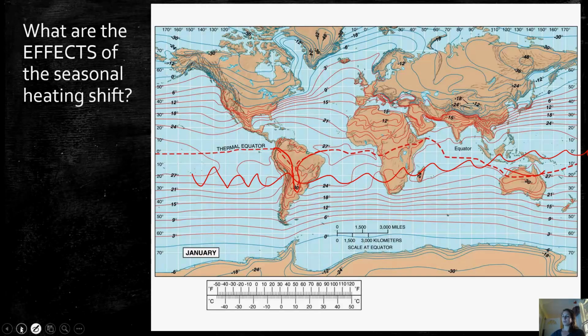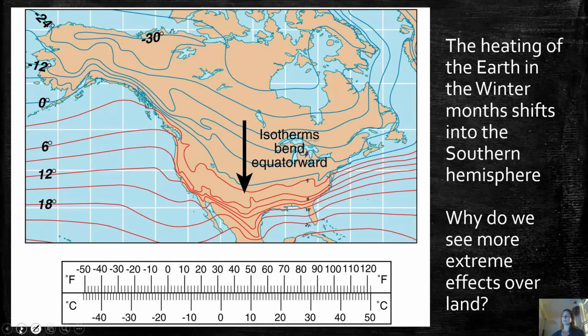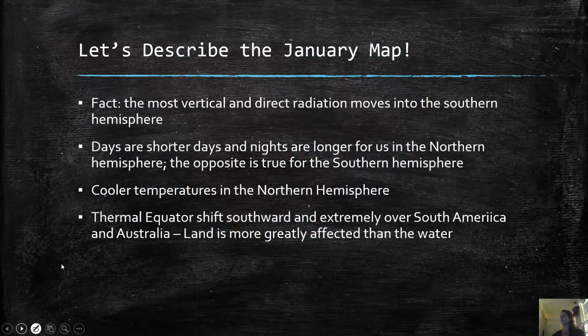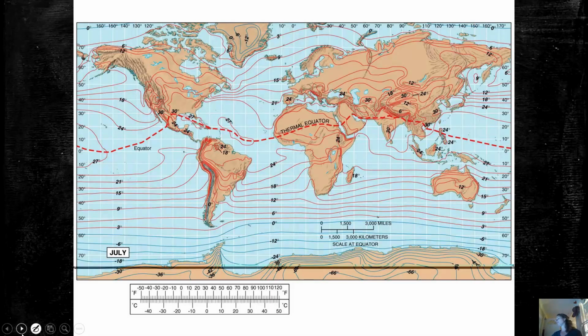So we learned that must be January, December, February as we shift into our winter months and the southern hemisphere's summer. So let's think about these facts that we saw on the January map. Right? We know that during that time of year, radiation is approaching 23.5 degrees south. The northern hemisphere has shorter days and longer nights, cooler temperatures. And so we see that the thermal equator shifts to the south and the effects are much greater over land than water.